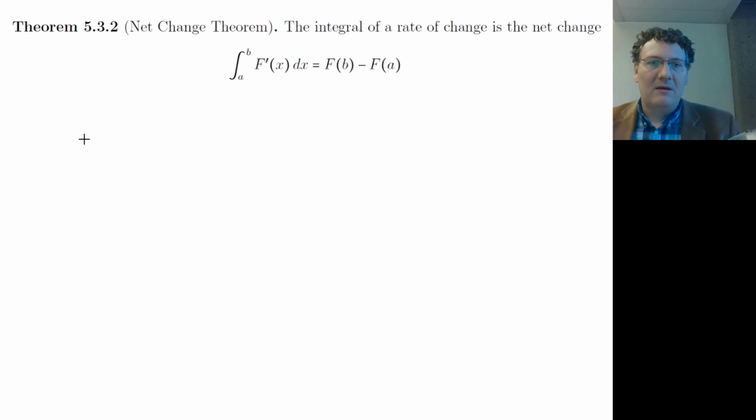And then there are other examples. If you have population growth, like the rate of growth over time, if you integrate the rate of growth over time, what you're going to find is the change in population over this period of time.